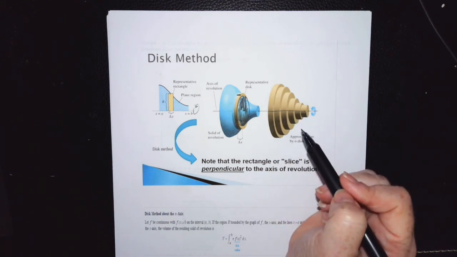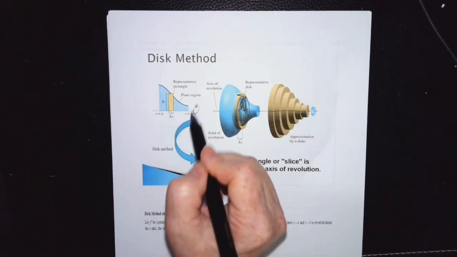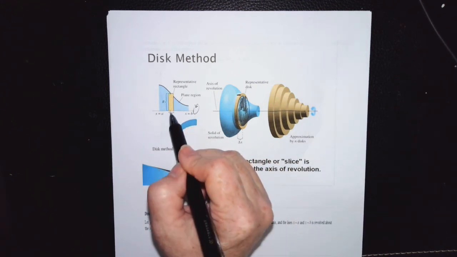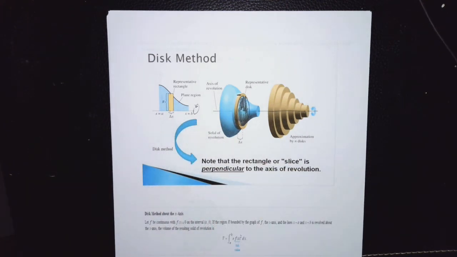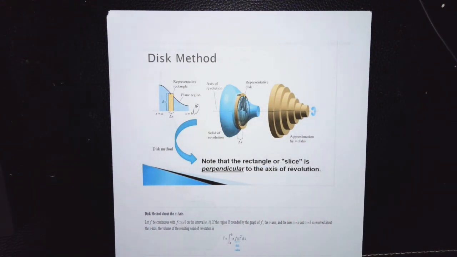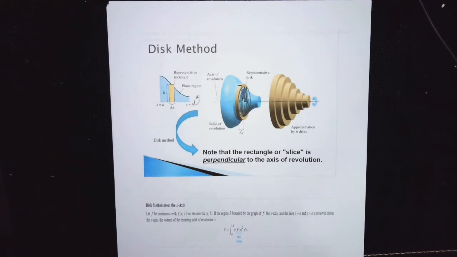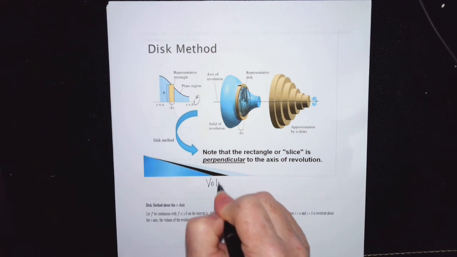Now notice in this particular example, the rectangle that I am rotating around the x-axis is perpendicular to the axis of revolution. And it does have to be that way in this particular section, because if it's parallel to the axis of revolution, you don't get a disc. You get a different shape called a cylindrical shell, which we'll talk about in the next section. Okay, so the question becomes, how do you find the volume of a disc?